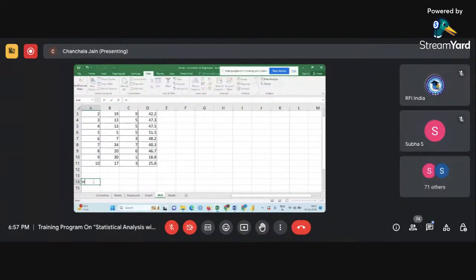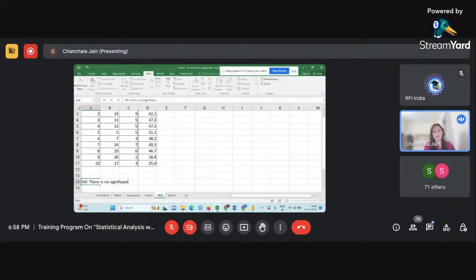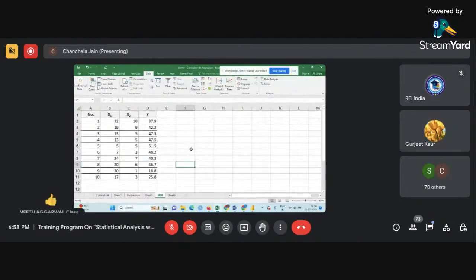So here, firstly, I'm writing my hypotheses. There is no significant impact of x1 on y. Then there is no significant impact of x2 on y. These would be your two null hypotheses, right? Clear to all? Now we will apply the regression.